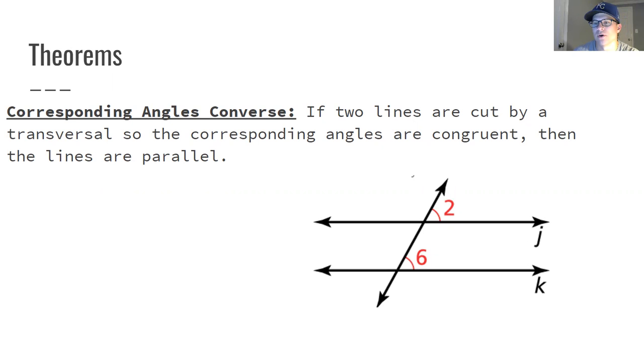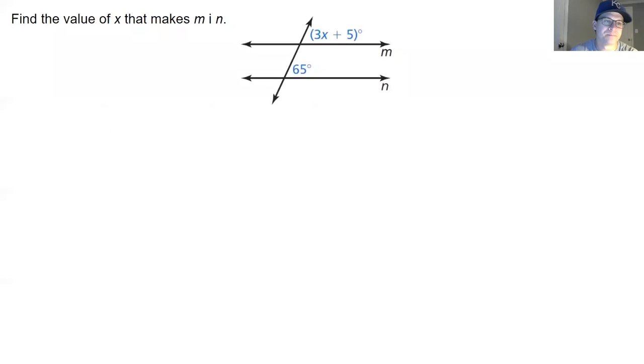So instead of starting with the parallel lines first, you are starting with if two lines are cut by a transversal so that the corresponding angles are congruent, then the lines are parallel. So you're starting with the given fact that angle 2 is congruent to angle 6, and because angle 2 is congruent to angle 6, you can then prove that line J is parallel to line K.